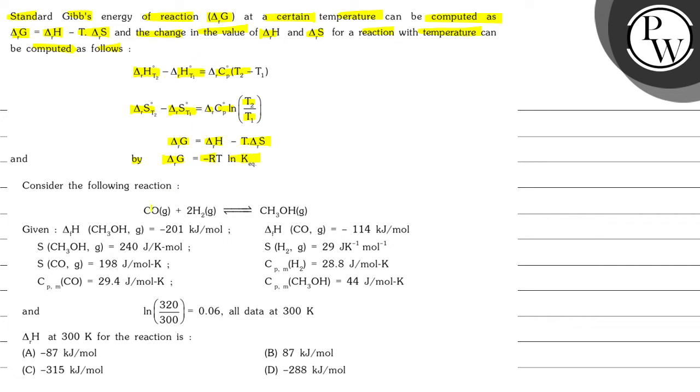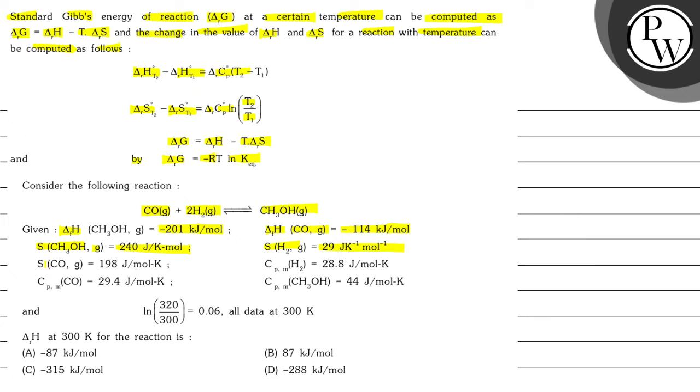Consider the following reaction: CO gaseous plus 2H2 is in equilibrium with CH3OH. The given data is change in enthalpy of formation for CH3OH equals minus 201 kilojoule per mole. Change in enthalpy of formation for carbon monoxide gaseous equals minus 114 kilojoule per mole. Entropy for CH3OH gaseous equals 240 joule per Kelvin per mole, and entropy for H2 gaseous equals 29 joule per Kelvin per mole.